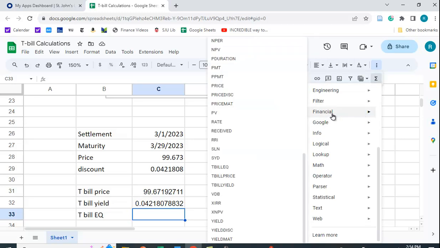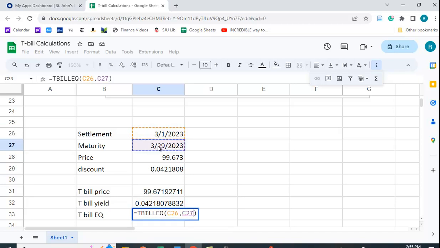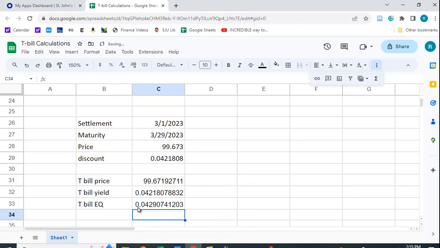And then the T-bill bond equivalent, same thing. Let's find that function. This is T-bill EQ. And again, we put in settlement, we put in maturity, and we put in the discount, and we get 0.0429074. So a little bit different using the bond equivalent approach as opposed to the T-bill yield. So you have these functions in Excel, I'm sorry, in Google Sheets, and they're quite handy and easy to use to do these calculations.